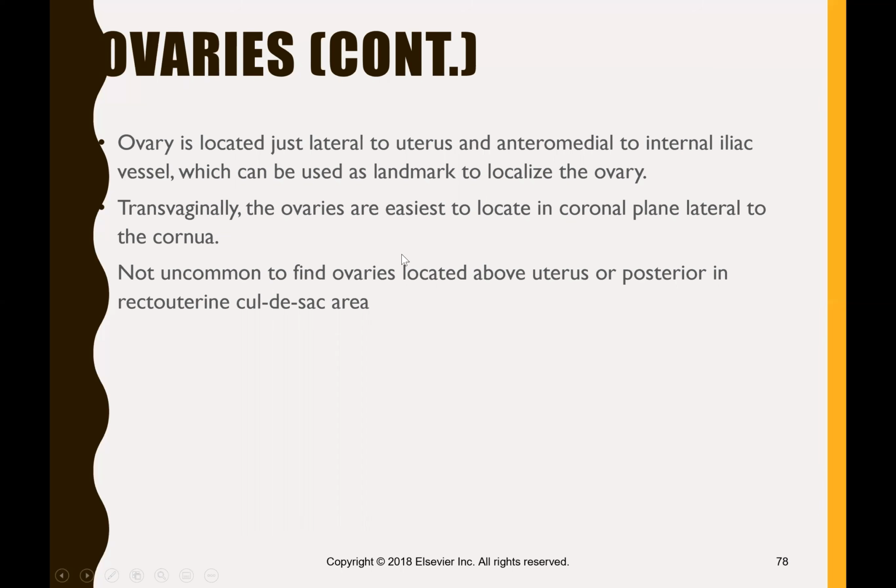But there are some landmarks that we need to know, and this is very important for your test. The ovary is located just lateral to the uterus and anteromedial to the internal iliac vessel. So if you think about that, it's going to be higher up than the internal iliac vessel and medial. So it's not going to be any more lateral than that vessel. So if you see that vessel, you've gone too far. Most of the time the transvaginal transverse images are the easiest to find the ovaries.